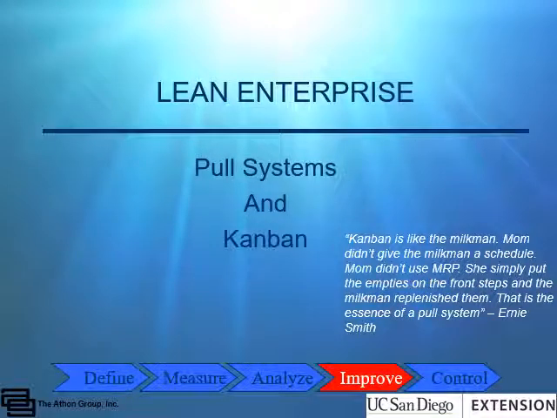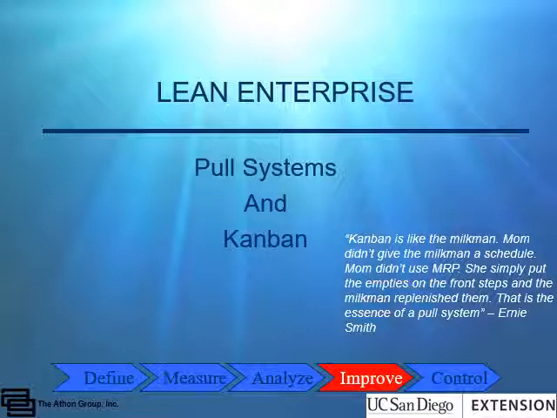Pull systems in Kanban. This is a logical follow-on to our previous module on variability and demand variability. And now we're going to talk specifically about how we satisfy that through the tool called Kanban. There's a quote: Kanban is like the milkman. Mom didn't give the milkman a schedule. Mom didn't use MRP. She simply put the empties on the front steps and the milkman replenished them. That is the essence of a pull system, from Ernie Smith.